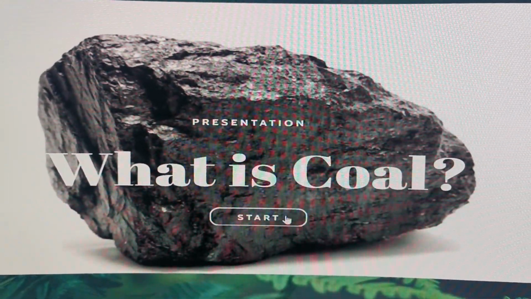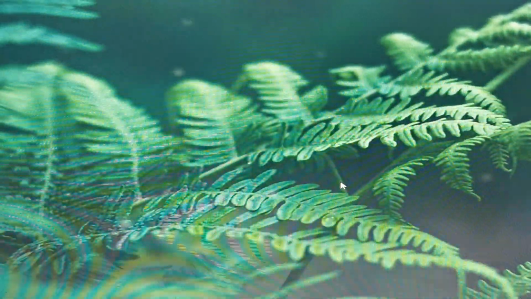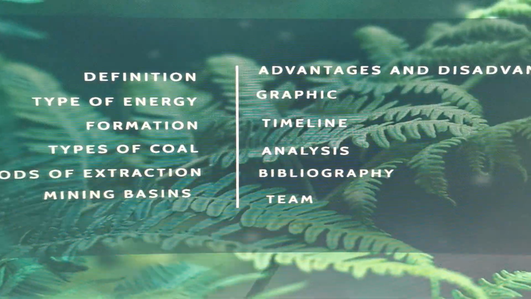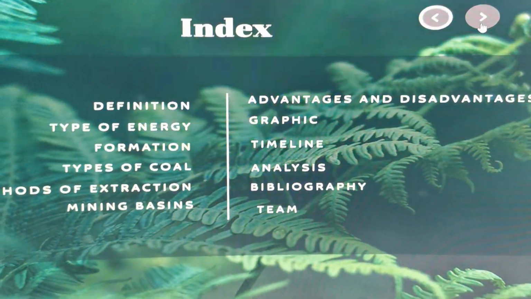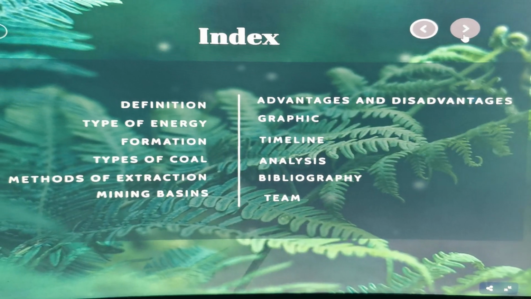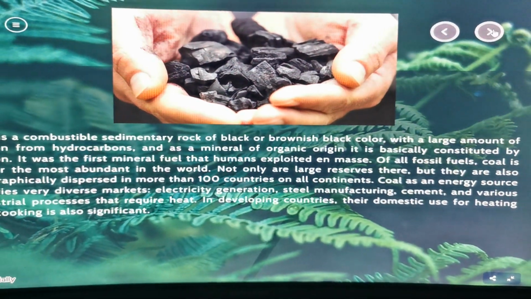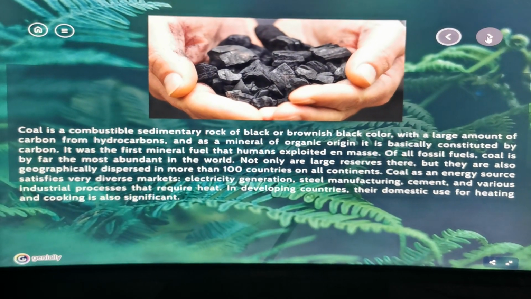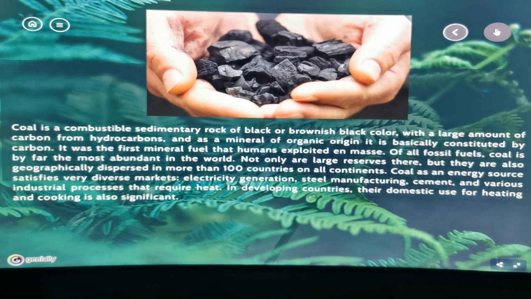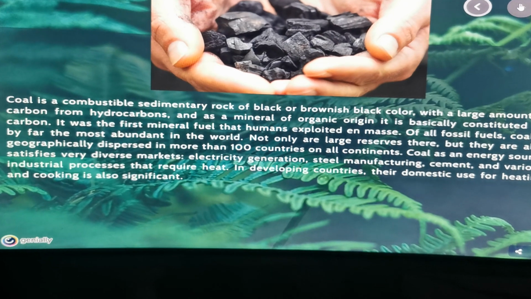So we'll start. What is coal? Coal is a combustible sedimentary rock of black color, and as a mineral of organic origin, it is basically constituted by carbon. Of all fossil fuels, coal is the most abundant in the world, and is geographically dispersed in more than 100 countries on all continents.